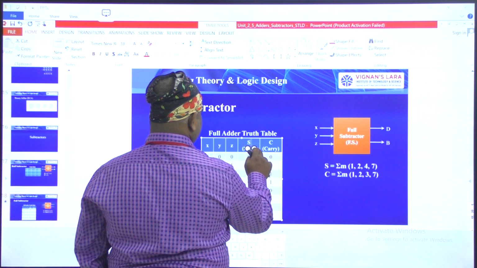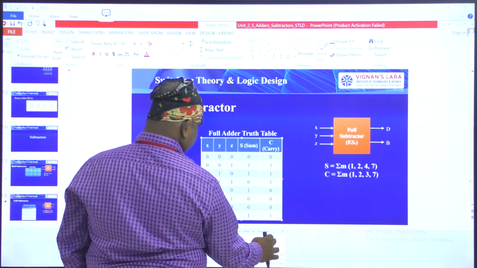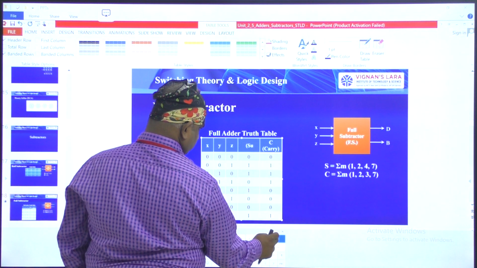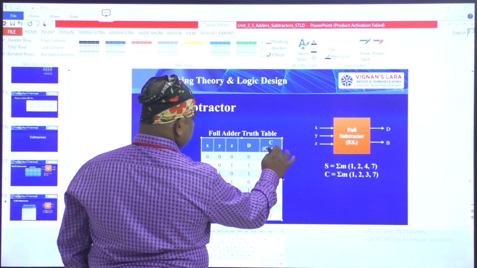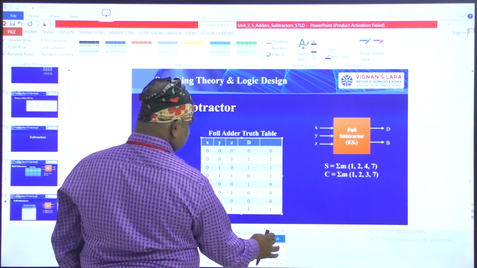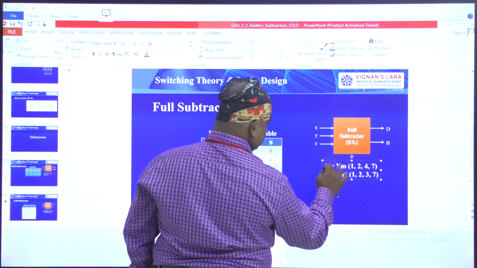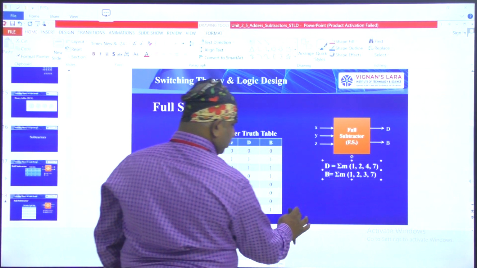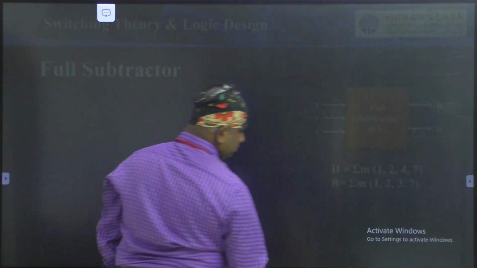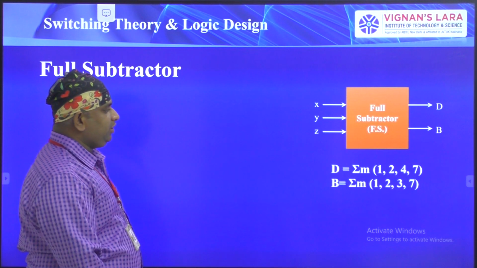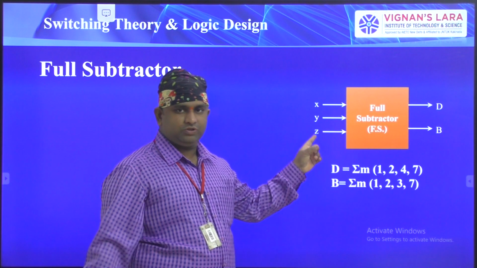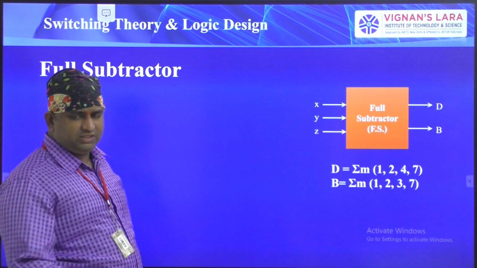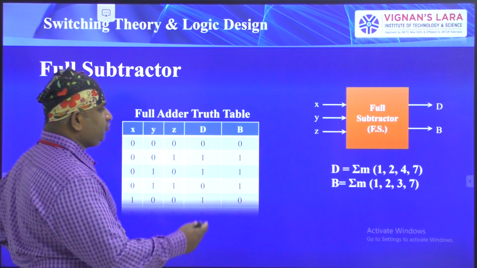Here also we have to change. This is difference, and these are the borrows, difference and borrows. Now coming to the full subtractor, three inputs x, y, z, and outputs difference and borrow. So we have to see the truth table for this full subtractor.